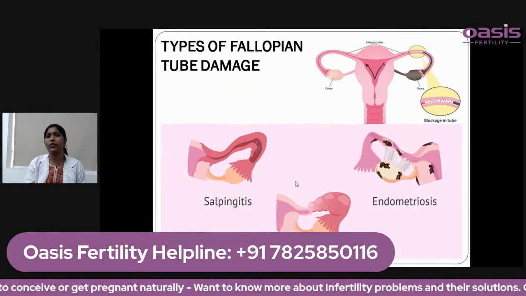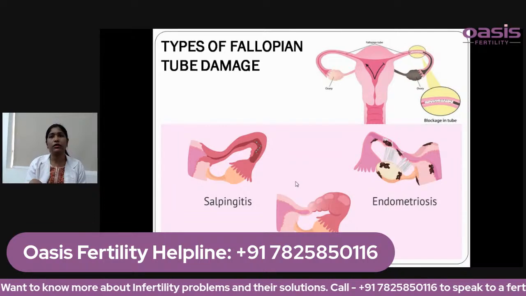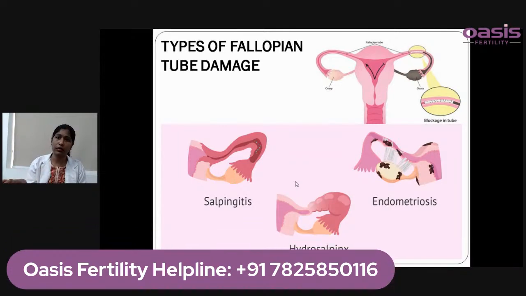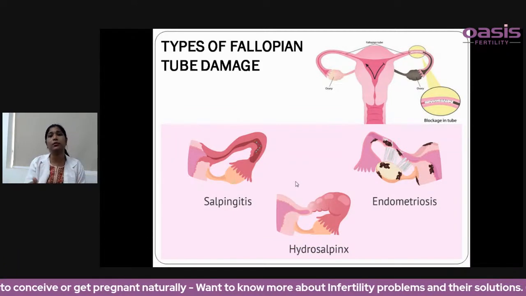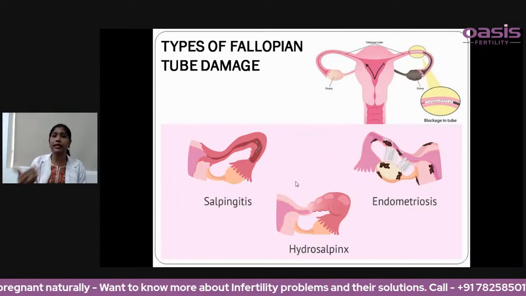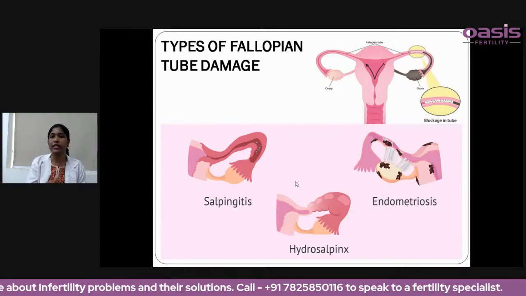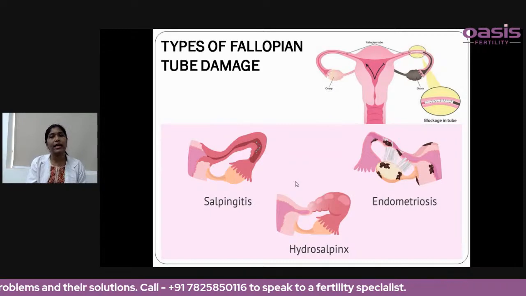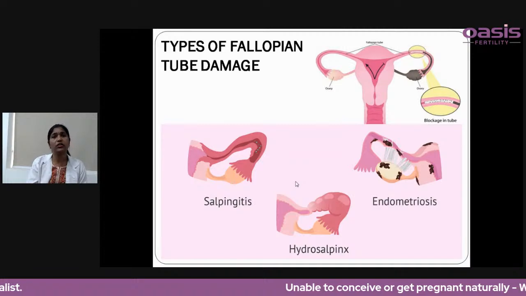Now let us understand the different types of fallopian tube damage. One common fallopian tube damage which we have generally heard of is tubal block. That is, the tube is blocked so that the egg and sperm are not able to meet. But other than tubal block, there are other problems which can affect the fallopian tube. For example, salpingitis. Now what is salpingitis? It means infection or inflammation of the fallopian tube, which can happen due to various reasons. Generally, it is because of past or present infections in the fallopian tube.